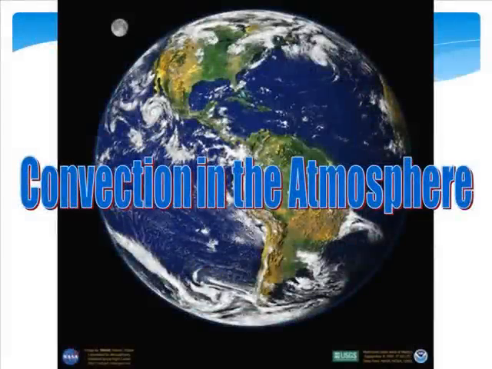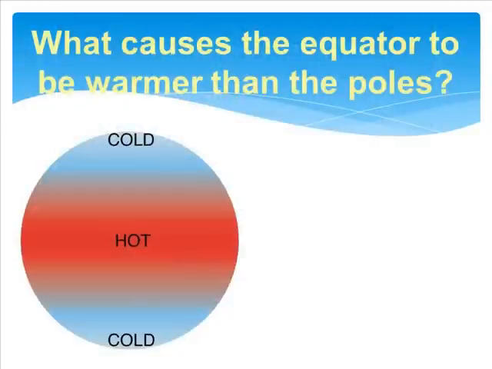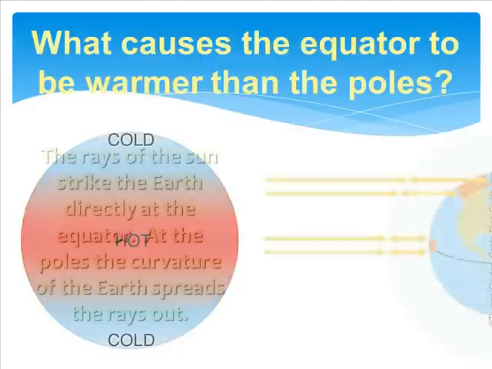Convection in the atmosphere. We know from our previous study of the seasons that the equator is warmer than the poles. But what causes this?